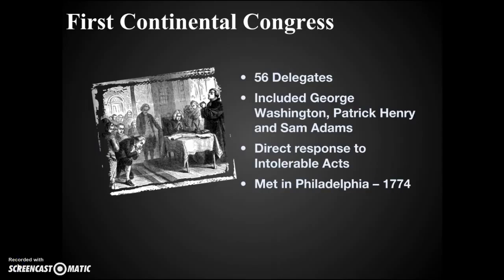56 colonial leaders, including George Washington, Patrick Henry, and Sam Adams, decided to figure out what course of action to take after the intolerable acts were passed. They met in Philadelphia in 1774 and became known as the First Continental Congress.